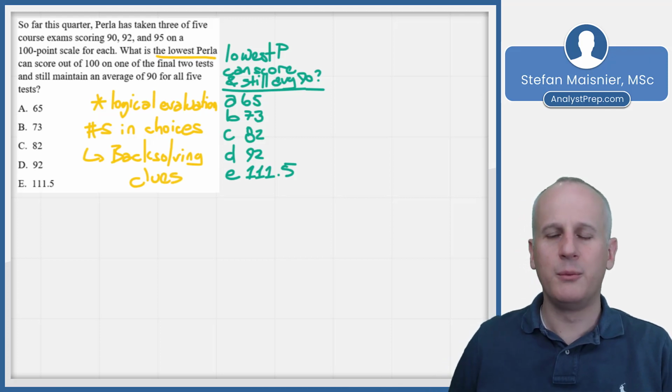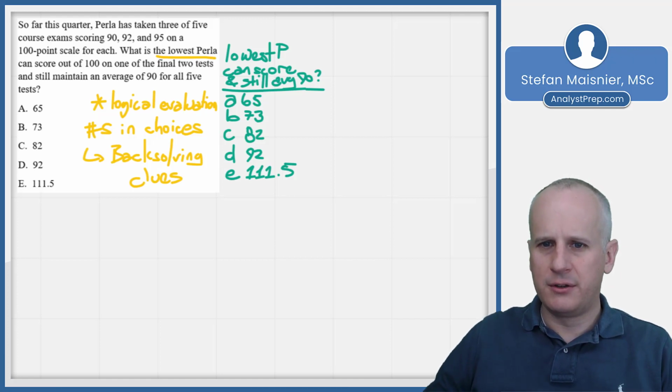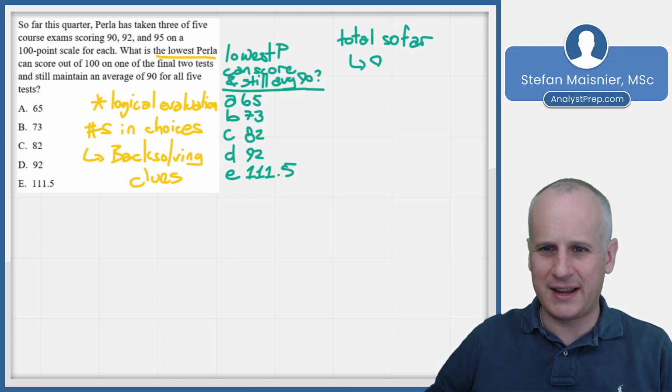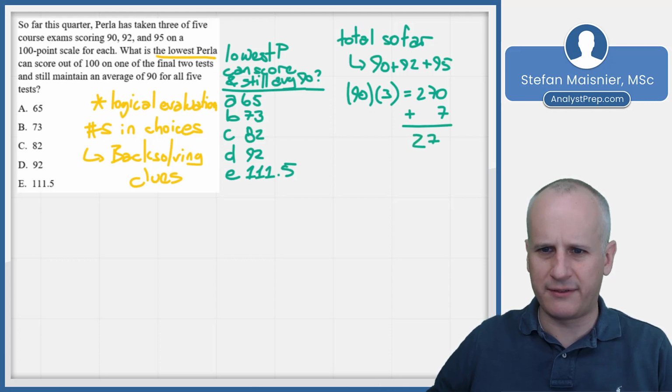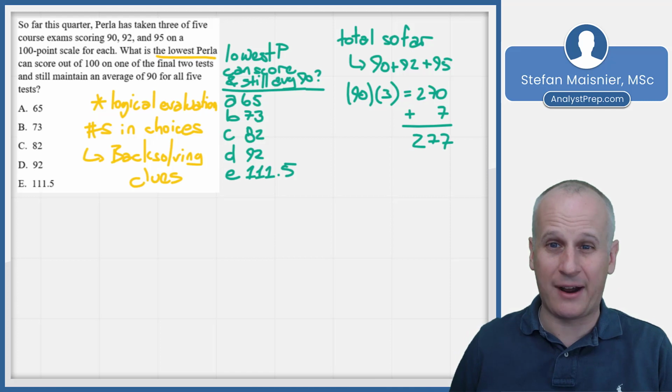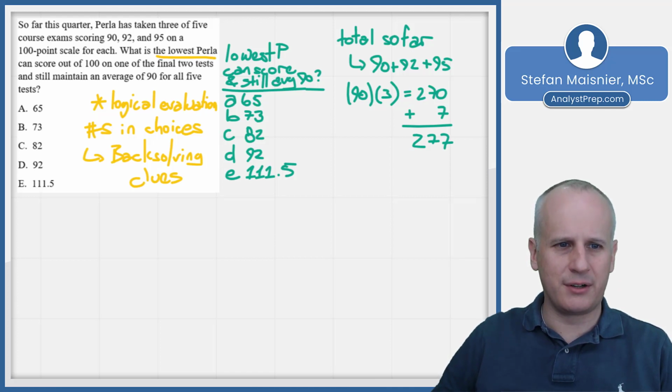So we got to start taking notes. So far this quarter, Perla has taken 3 of 5 course exams, scoring 90, 92, and 95 on a 100-point scale for each. Okay, so total so far. And I know I need the total, so I don't need to write them out individually. It's 90 plus 92 plus 95. So let's just do 90 times 3, which is going to be 270, plus the leftover 7, and we've got 277 so far.